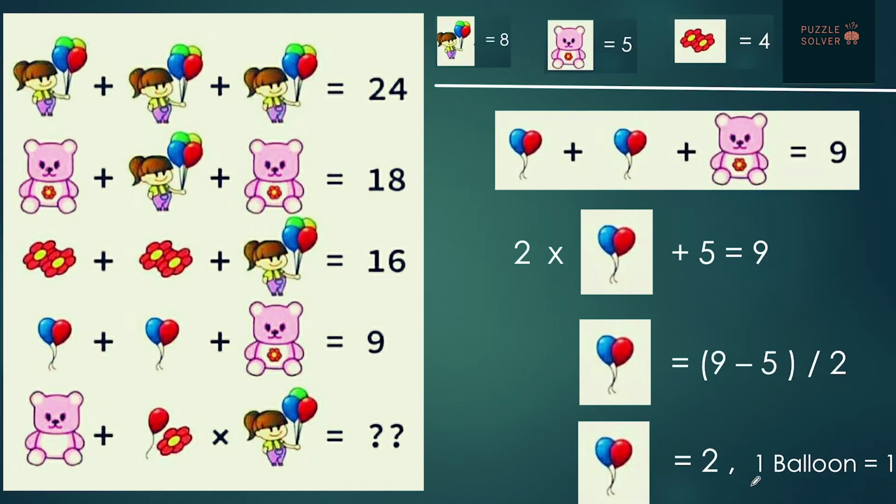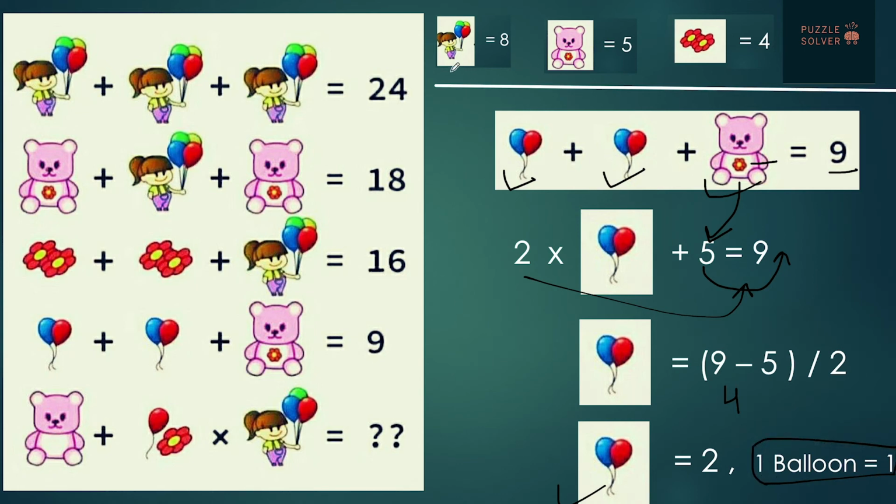Now moving on to the fourth equation. In the fourth equation, we have 2 balloons here, 2 balloons here, and 1 teddy bear with a flower print, and their total value is equal to 9. When you solve this equation, we know the value of the teddy bear with a flower print is equal to 5. We'll take this to the right side, so it becomes negative 5. So 9 minus 5 is equal to 4, and this 2 becomes the denominator. So 4 divided by 2 is equal to 2. So 2 balloons' value is equal to 2. Therefore, 1 balloon's value is equal to 1.